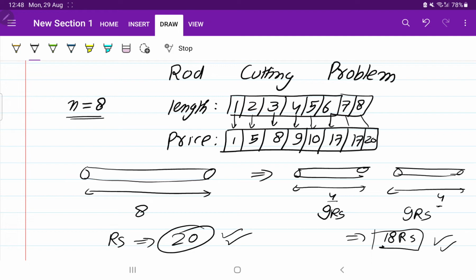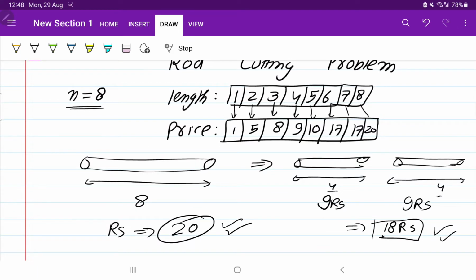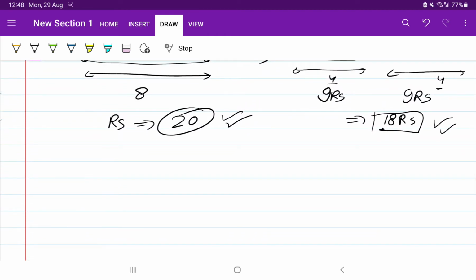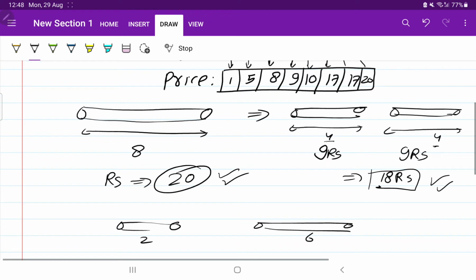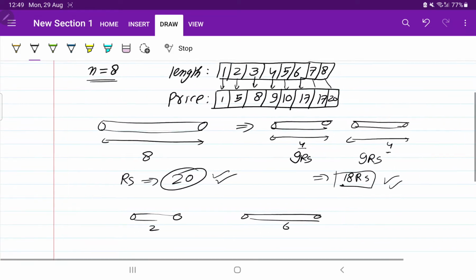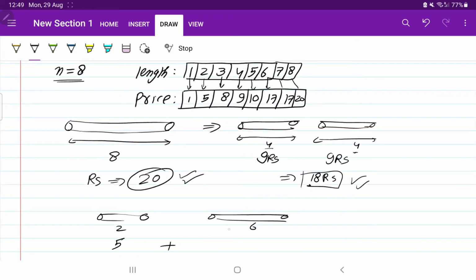For now we have taken 2 cases. Let us take other cases. We are going to cut this into lengths of 2 and 6. Now the total length is 8. What is the price of 2? The price of 2 is 5 rupees and the price of 6 is 17 rupees. If you add them, you get 22 rupees. So now the profit is higher than the other 2 cases. So we have to maximize the profit. I hope the question is clear.